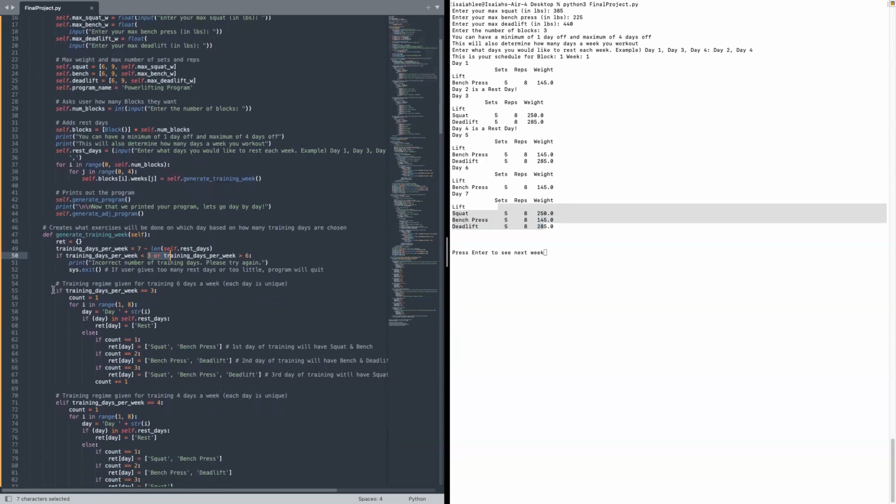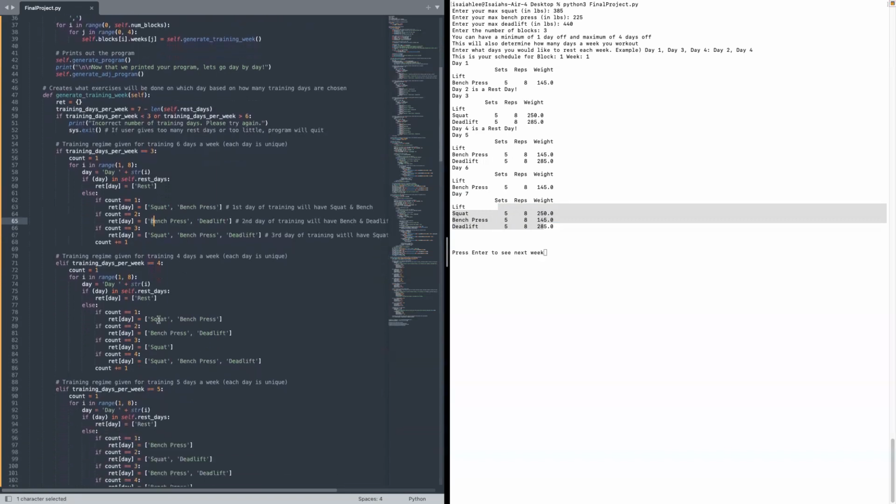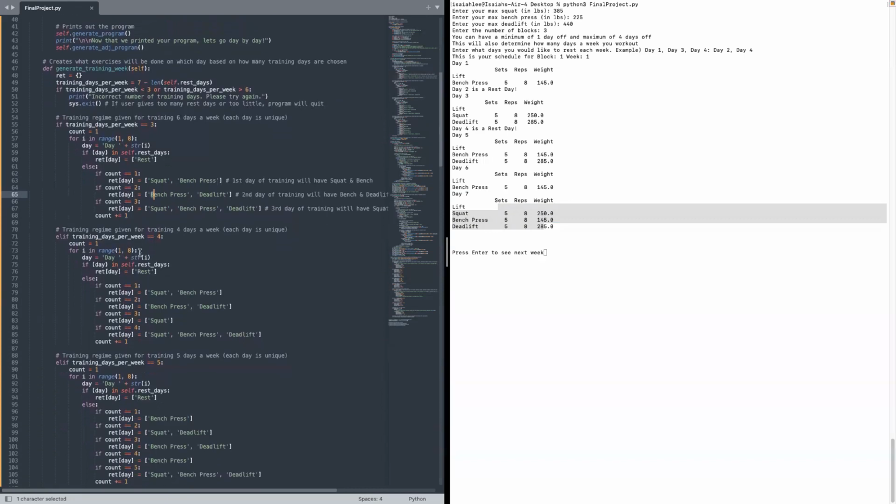And based on how many days they are training per week, they will have a different lift for each day. So if they're training 3 days a week, they will squat and bench on the first day of training. They'll bench and deadlift for the second day, and then they'll squat, bench, deadlift for the third day. And this is unique to each amount of training days. So if they were to train 4 days a week, they would squat, bench, first day, bench, deadlift, second day, squat third day, squat, bench, deadlift on the fourth day.